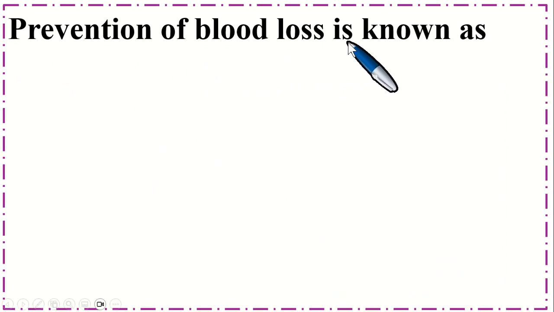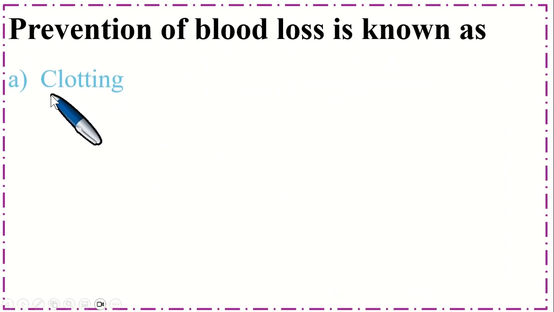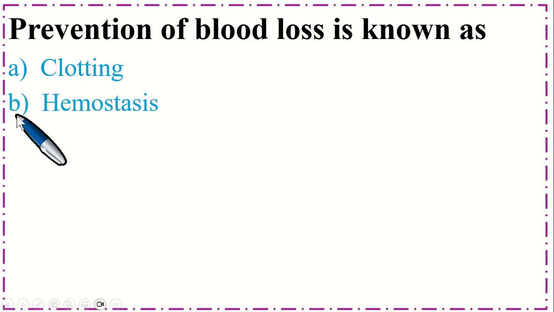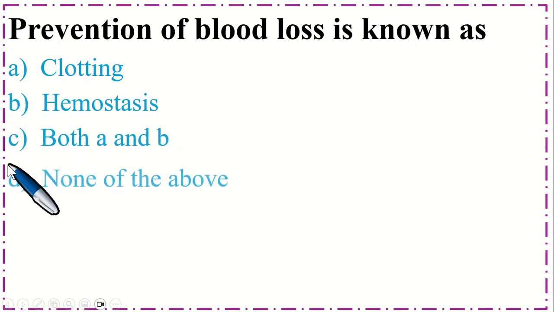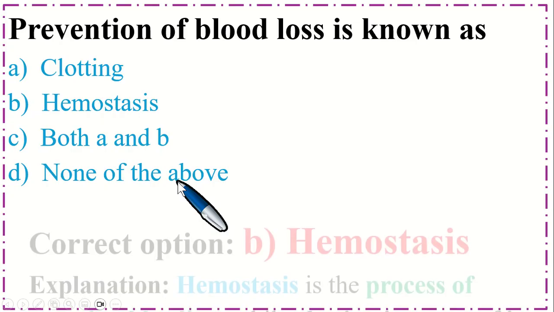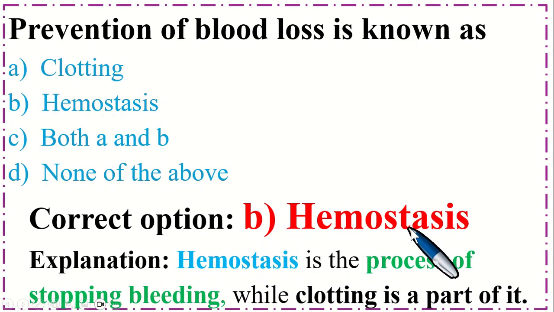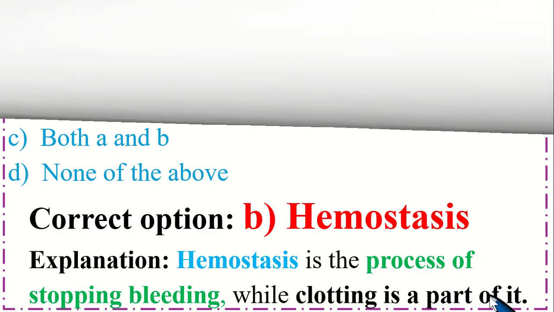Prevention of blood loss is known as: option A, clotting; B, hemostasis; C, both A and B; and option D, none of the above. So the correct option is B, hemostasis. Hemostasis is the process of stopping bleeding, while clotting is a part of it.